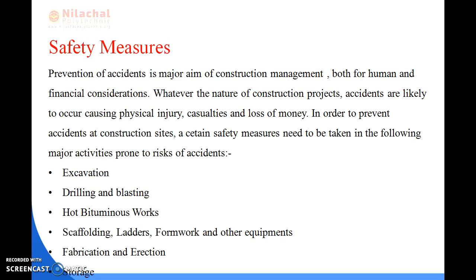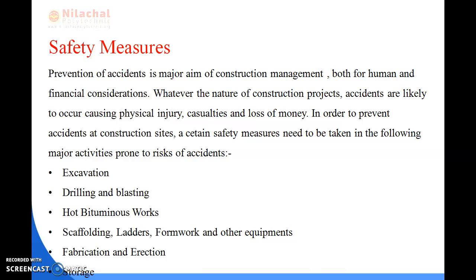So what do we mean by safety measures? Prevention of accidents is a major aim of construction management, both for human and financial considerations. Whatever the nature of the construction project, accidents are likely to occur, causing physical injury, casualties and loss of money. In order to prevent accidents at construction sites, certain safety measures need to be taken in the following major activities prone to the risk of accidents.